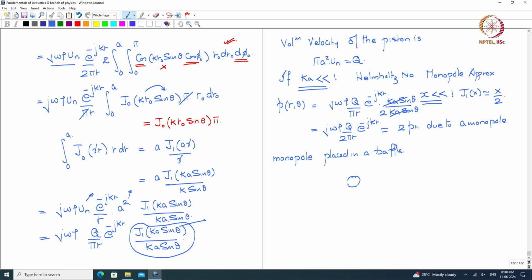The pressure that would have gone behind in free space gets reflected because there is now a baffle, it is now sitting in a baffle, and therefore the pressure here doubles. So that's just to show you what a monopole in a baffle does, but this is our expression we have to deal with. Okay. So that, let me just write it here.